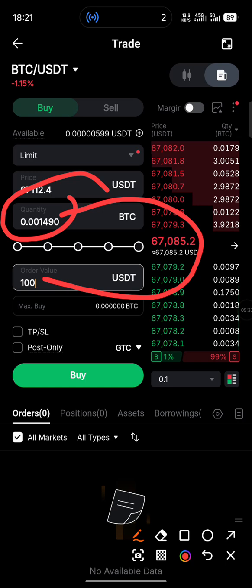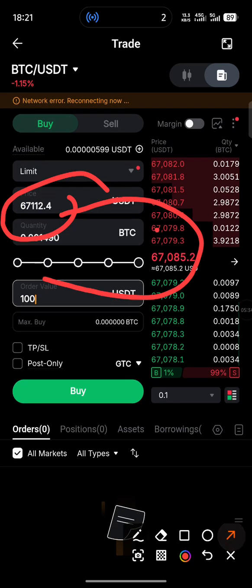So the next thing you just need to do is to navigate yourself down here to set your TP/SL. This TP is the take profit. This SL is the stop loss. All right, it's very simple.